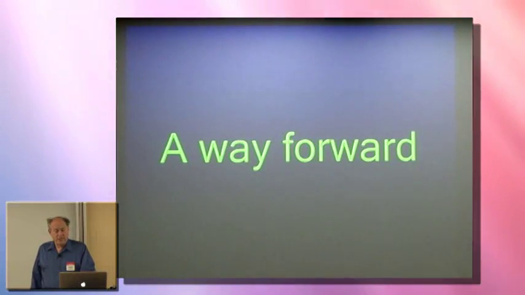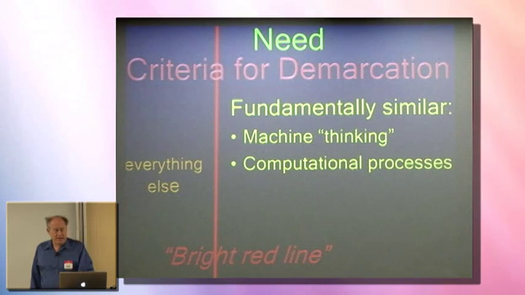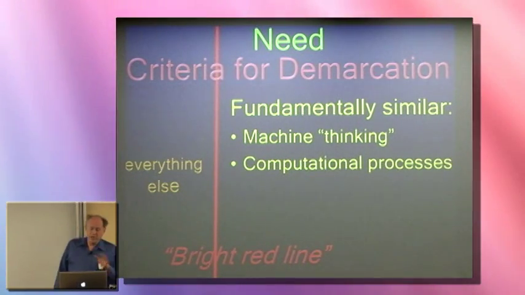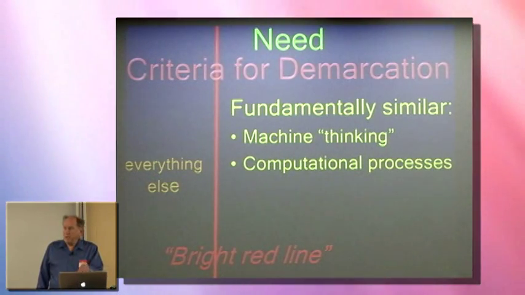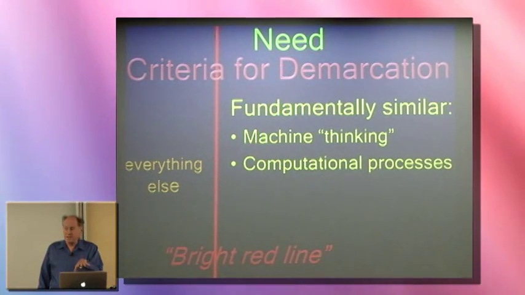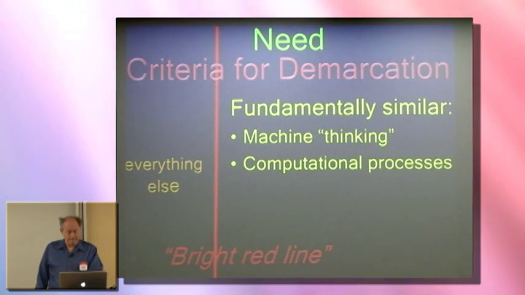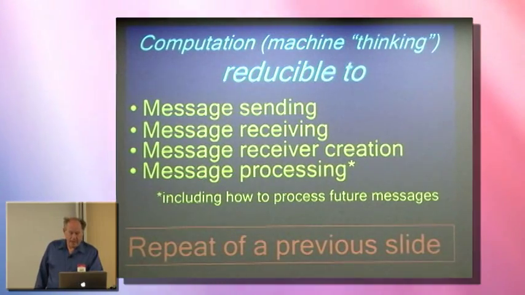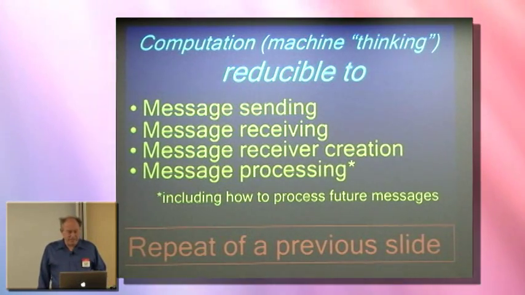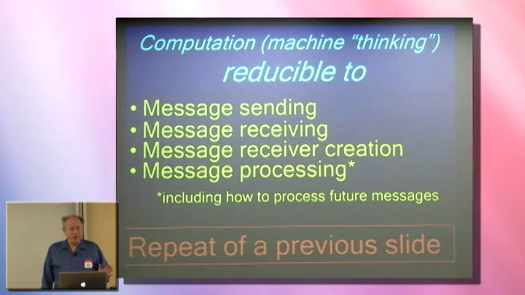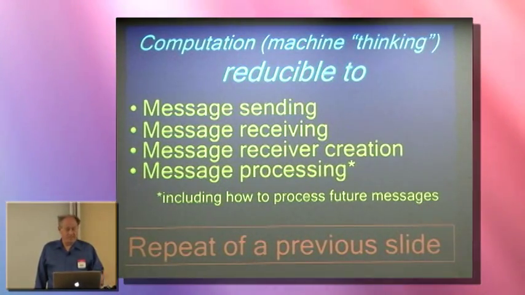Yep. So propose a way forward. Claim is that machine thinking and computational processes are fundamentally the same kind of thing, and we need a bright red line to distinguish machine thinking and computational processes from everything else. Okay, well, now we come back to that previous slide where we claim we've got it. The machine, message sending, message receiving, creation, message processing, okay? And now I'm going to go more deeply into what that means.